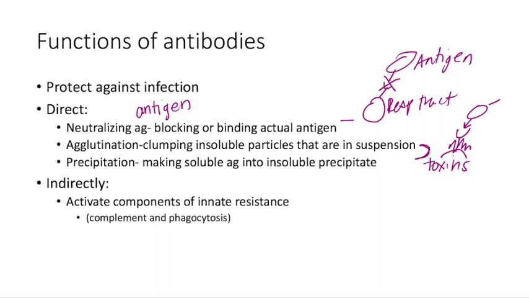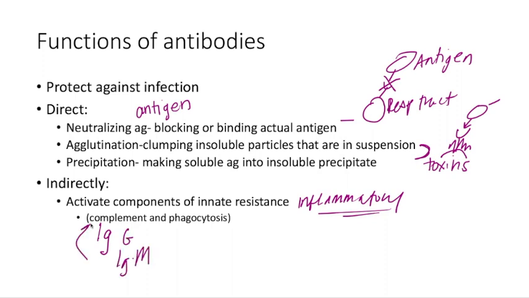We get indirect effects, and they will activate components of the innate inflammatory response. They can activate components of the innate system, such as complement and phagocytosis, and we saw that with IgG and IgM. They are able to activate complement, and then phagocytosis to be able to eat antigen. So that is that classic pathway that we talked about with complement.